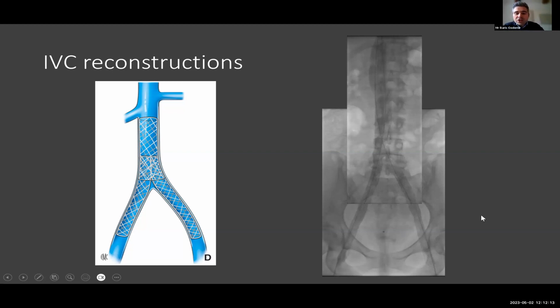These are very challenging cases. I think it took us about 3 to 4 hours to be able to get across these occlusions. But it pays to be persistent, and we've got a good result in the end.